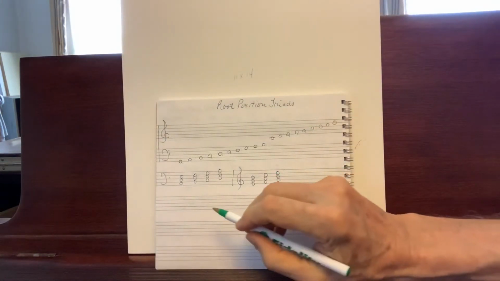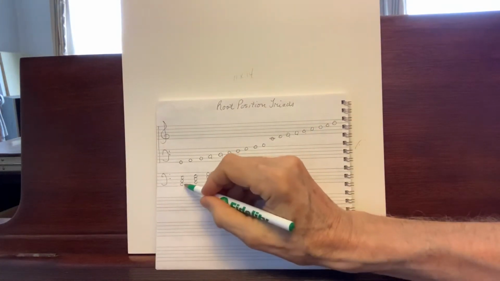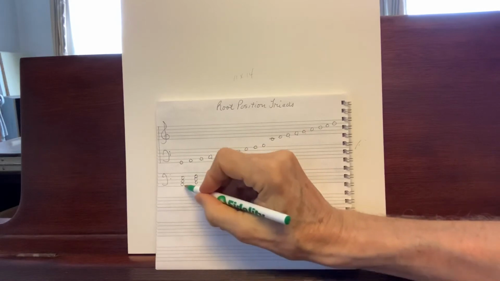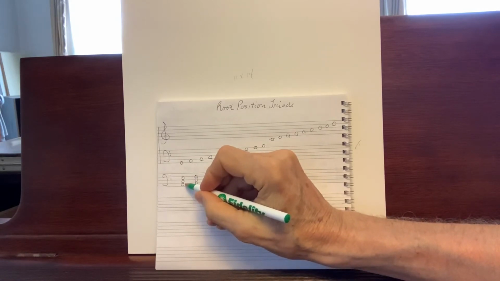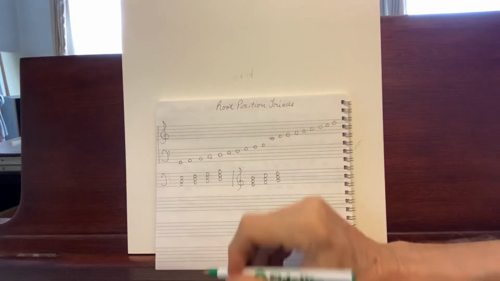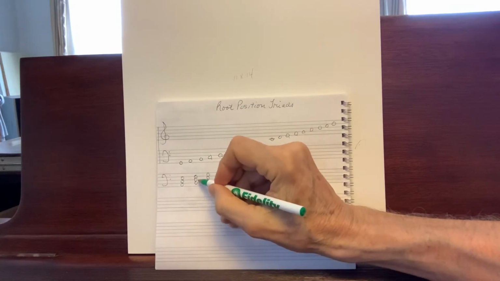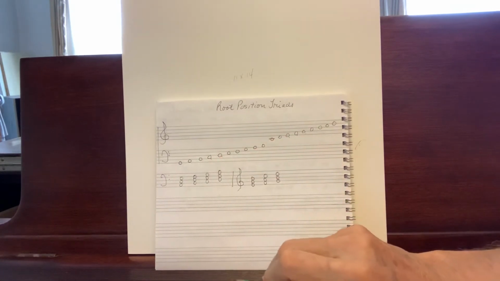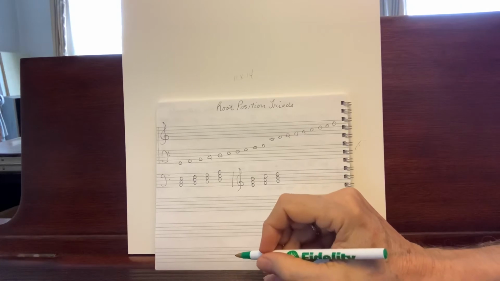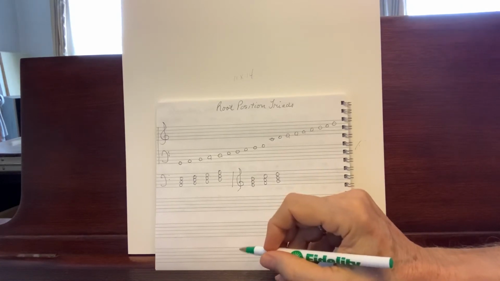So it appears that a root position triad is a stack of three notes, and if it begins on a space, then the next two spaces are filled up. If it begins on a line, the next two lines are occupied. So I like to refer to them as stacked hamburgers. So let's just have a listen for a second.